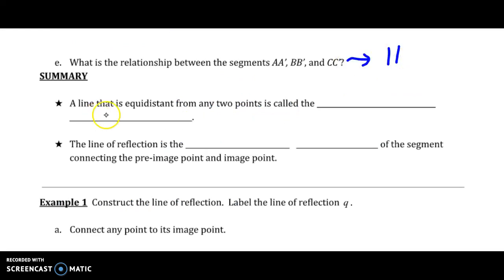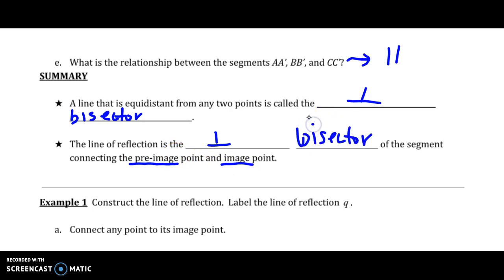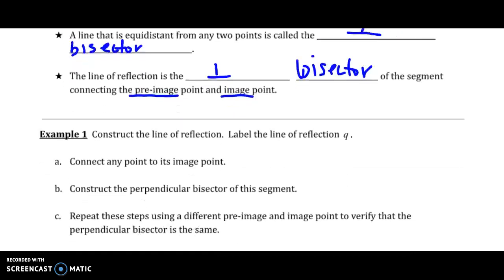All right, so summary. A line that is equidistant from 2 points is called the perpendicular bisector. And since the line of reflection is equidistant from the pre-image point and the image point, it is the perpendicular bisector of the segment that connects those 2 points. And that's really key. That's what we're going to use to do the construction piece.